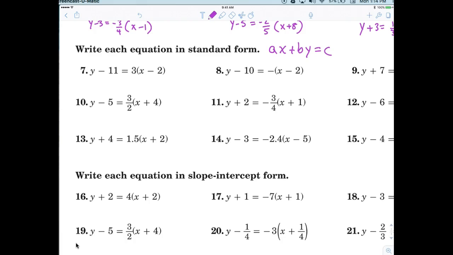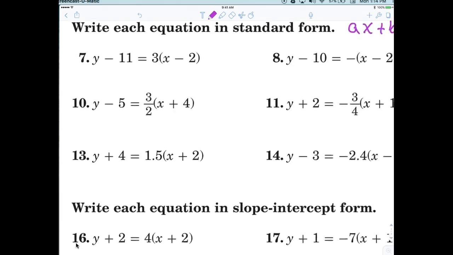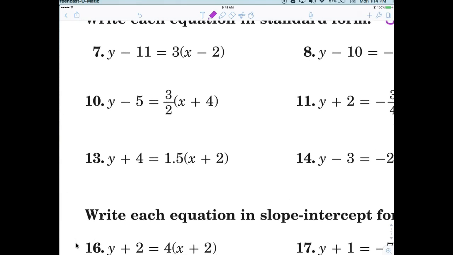Does everybody see that? Yes. Right, so that's the ultimate goal, is to get X and Y on the same side of the equation with X always being positive. So let me see if I can show you what I mean. Everybody take a look at question number 7.